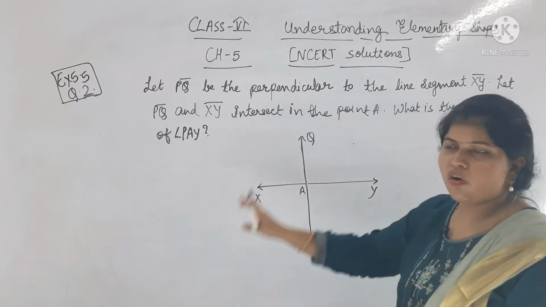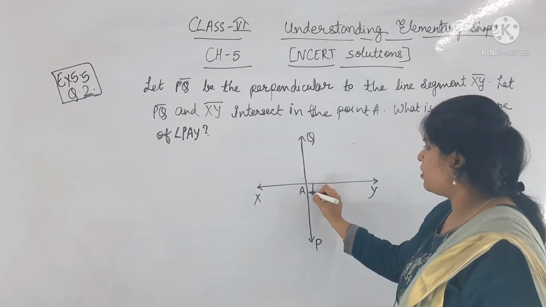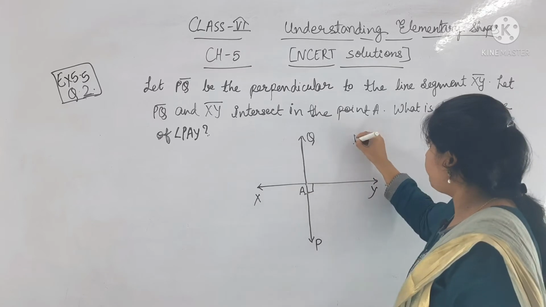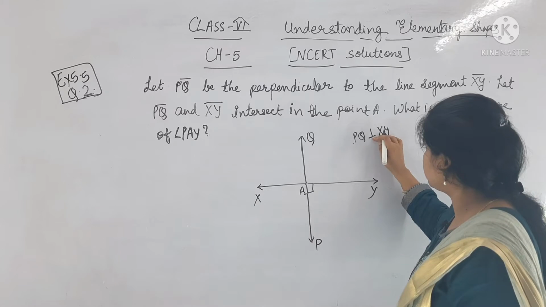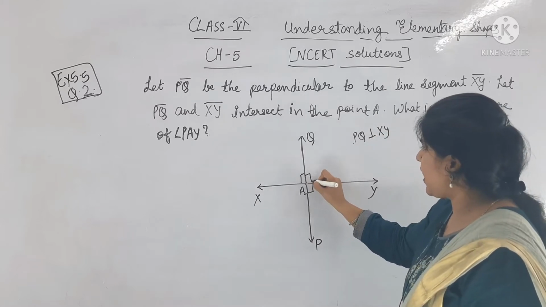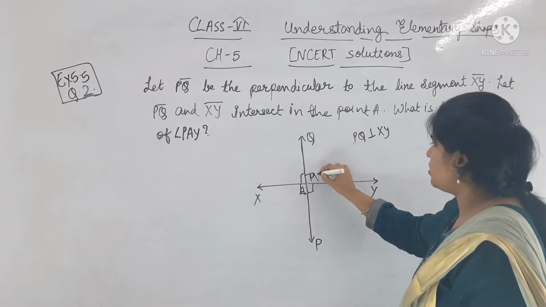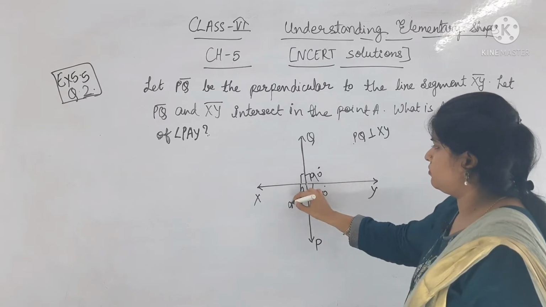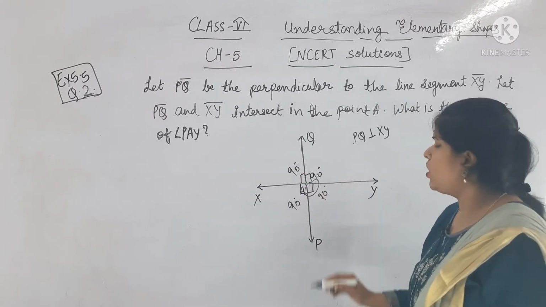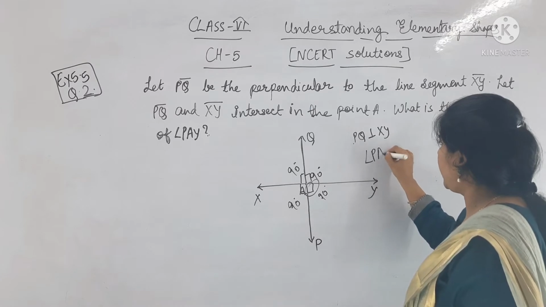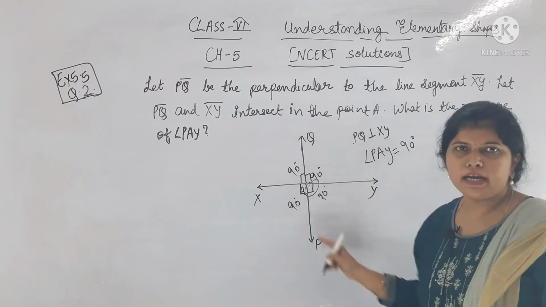What is the measure of angle PAY? You can see here, if PQ is perpendicular to XY, this angle, this angle, this angle are all 90 degrees. It is asking for this angle, so angle PAY is equal to 90 degrees because of the perpendicular line.